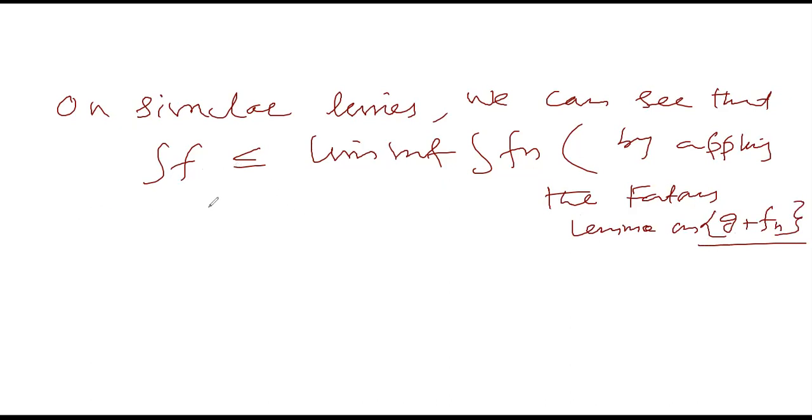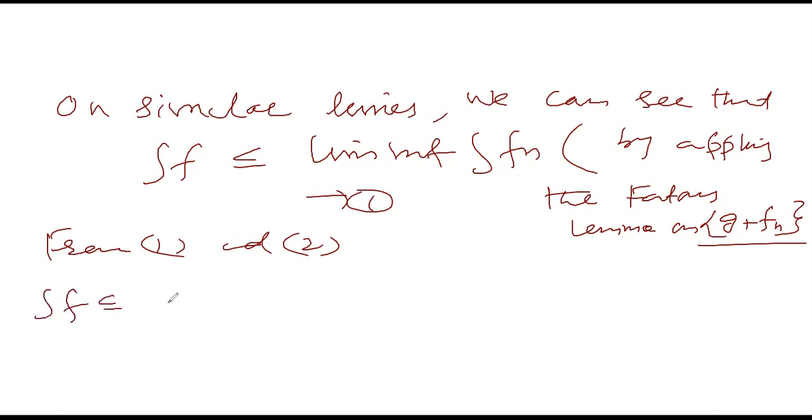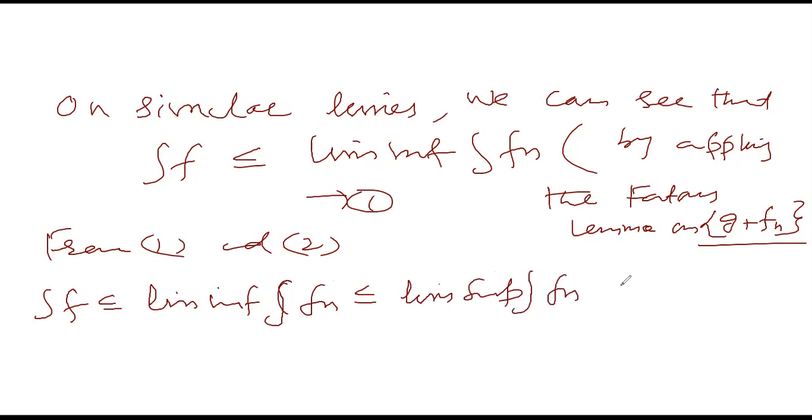You can see this. So from first and second, we get this integral of f is less or equal to limit inferior of integral of fn, which is less or equal to limit superior of integral of fn, and that's less or equal to integral of f by first. Okay, now you can see the ends of these inequalities are same. This means limit inferior is equal to limit superior equal to the integral of f.